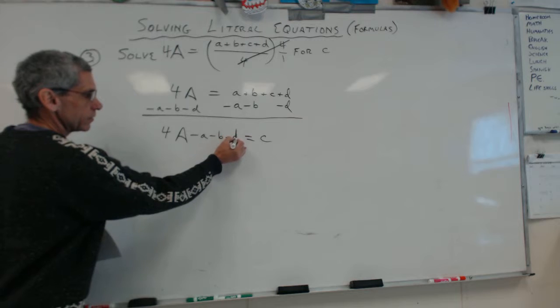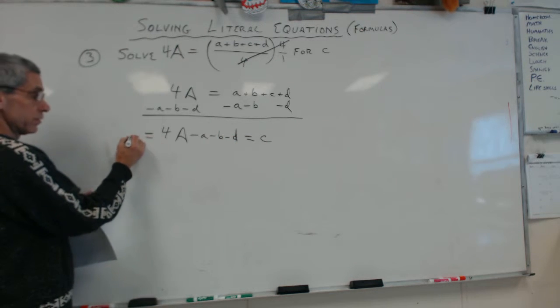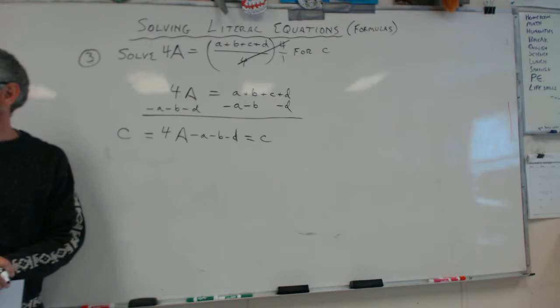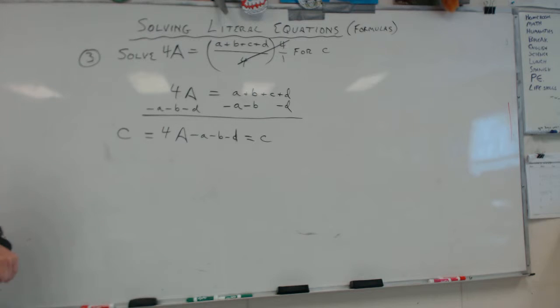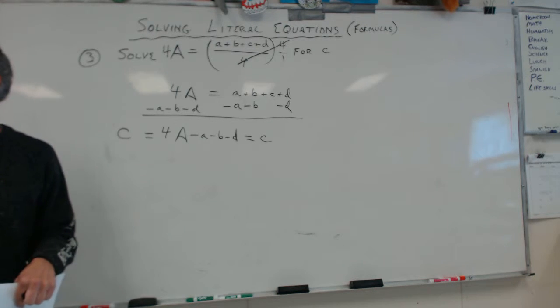When they're long like that, it's okay to leave the C on the right. That's fine. Or you can always go like this, equals C, and then get rid of the C. Okay, does it make sense? You getting it?